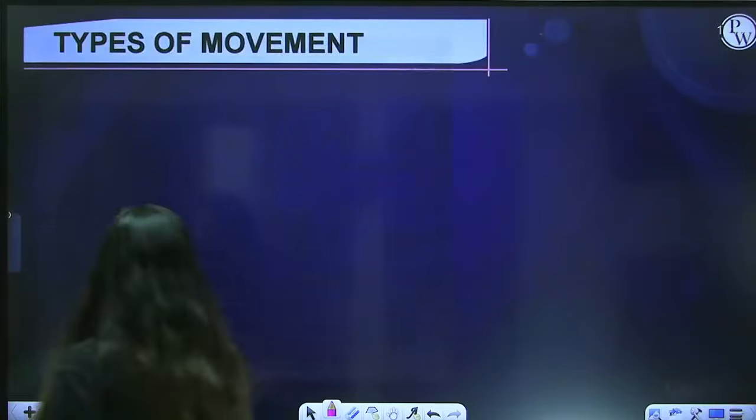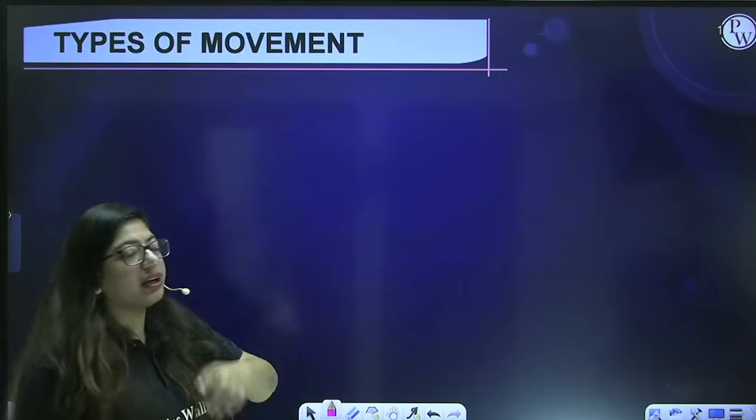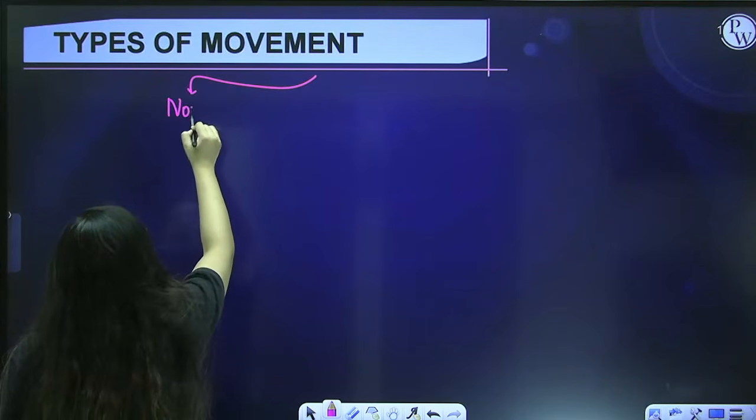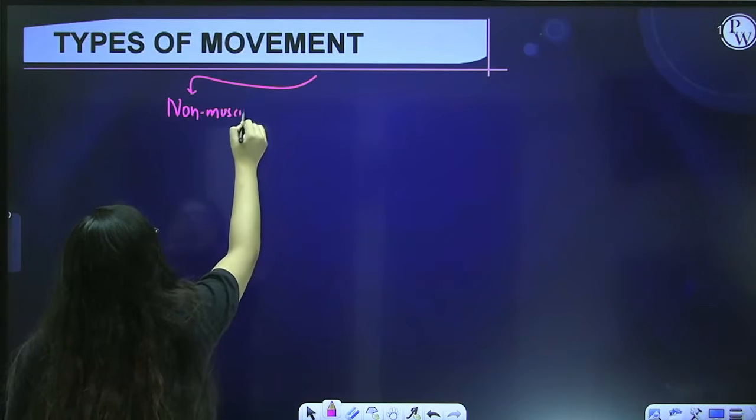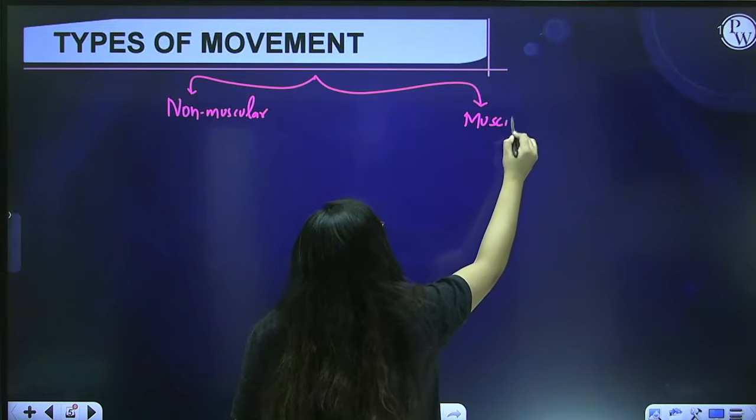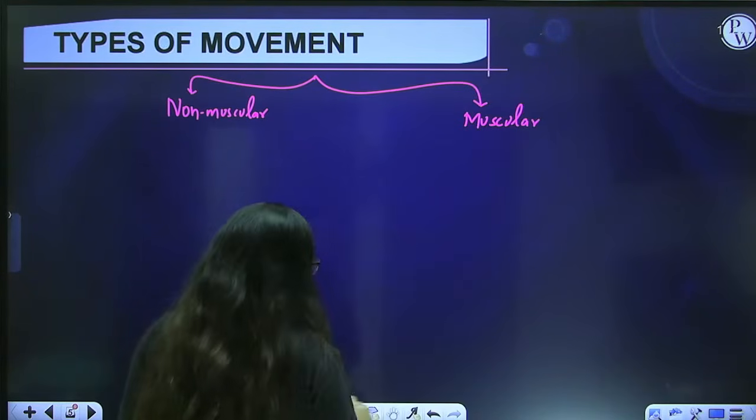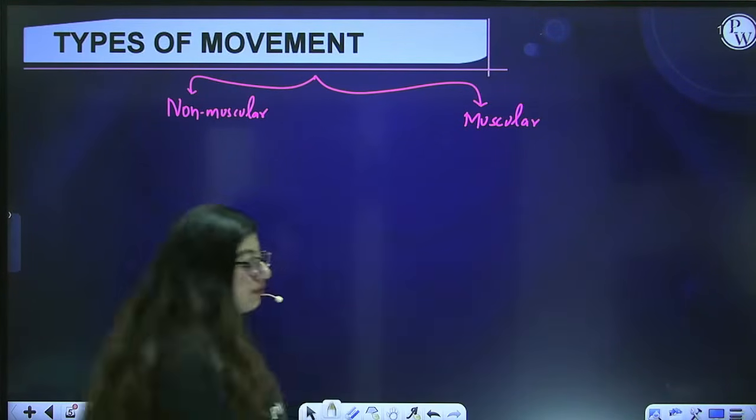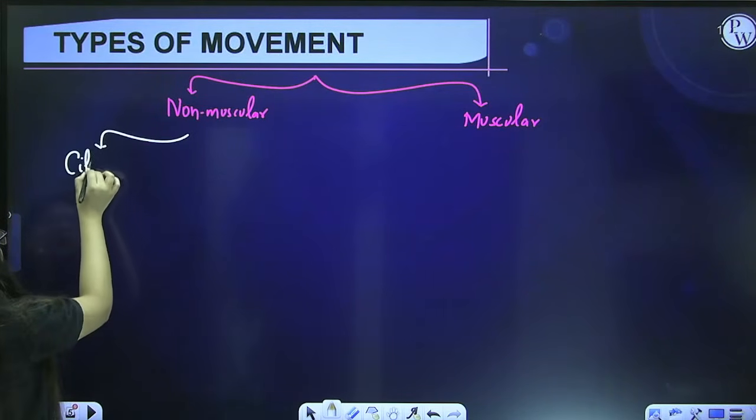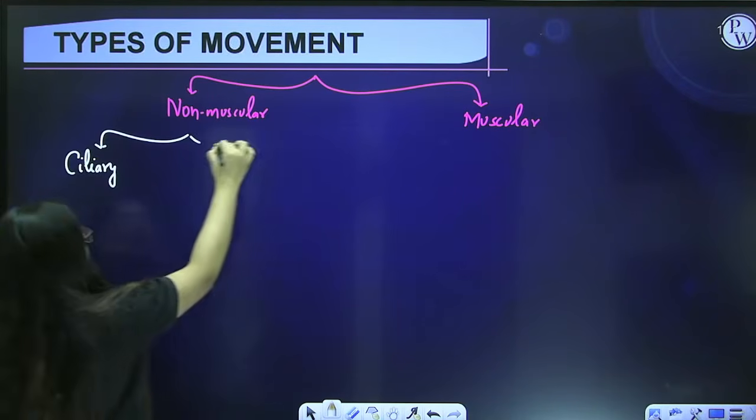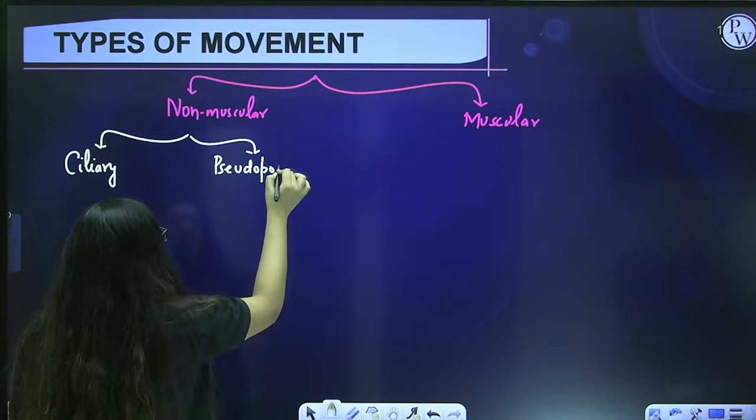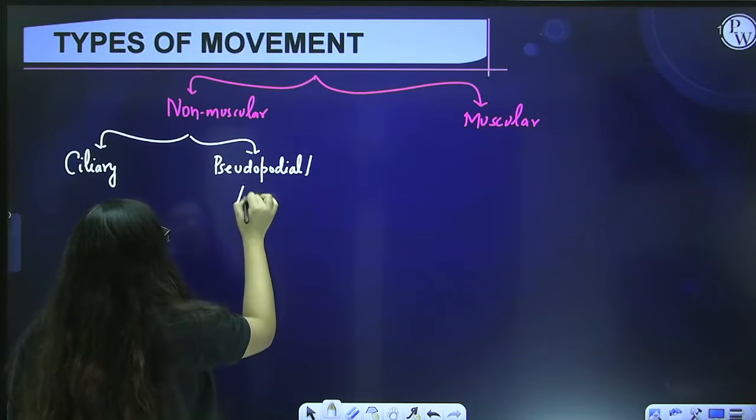Okay, then let's talk about types of movement. So movement can be of two types. It can be non-muscular, guys. That means there is no use of muscles. Or it can be muscular. That means muscles play a vital role. Okay. So, first of all, in the non-muscular one, we have ciliary movement. And we have the pseudopodial movement. Pseudopodial, also known as amoeboid movement.